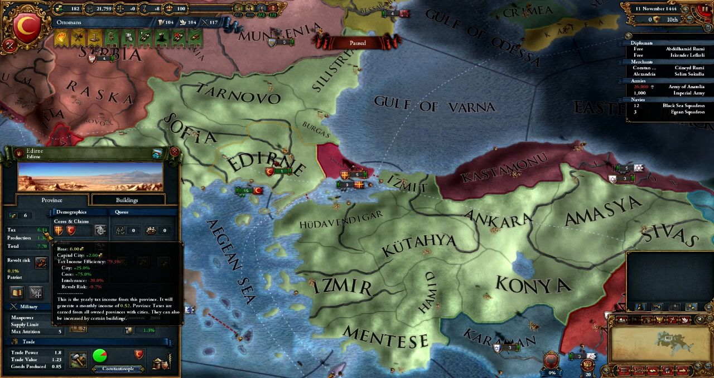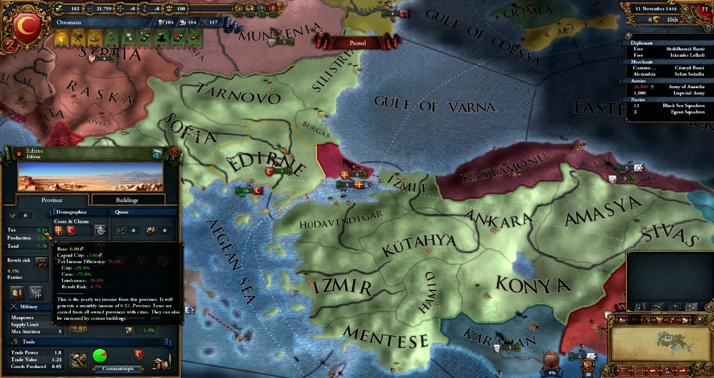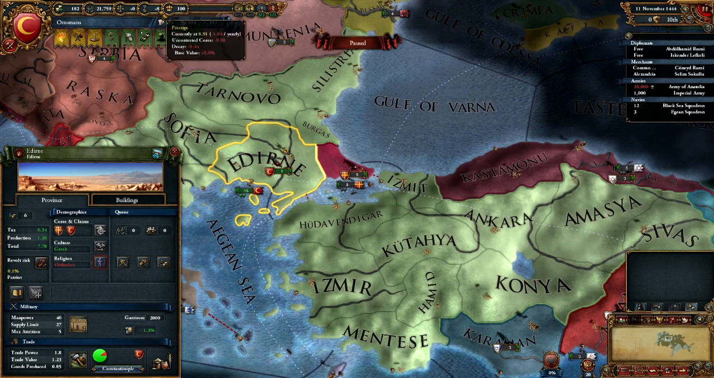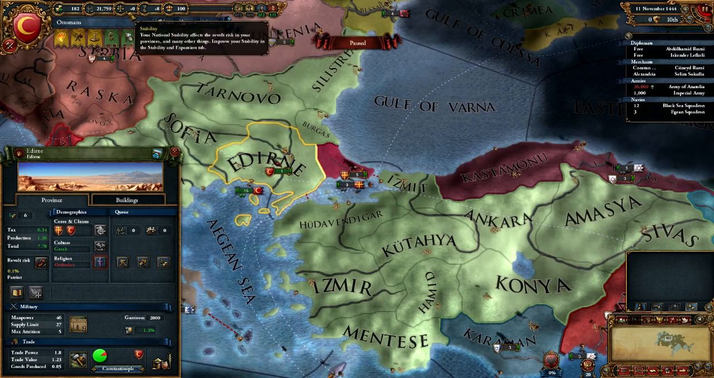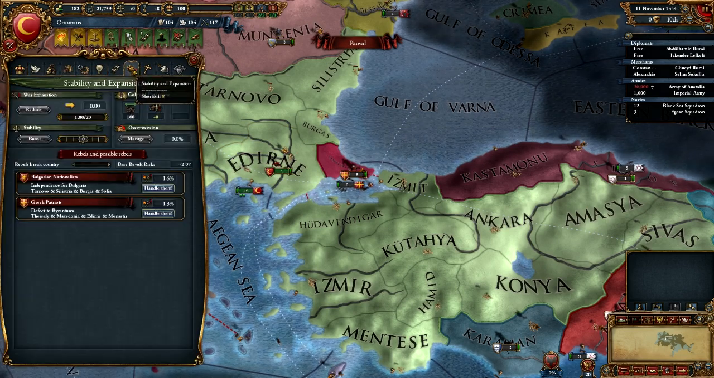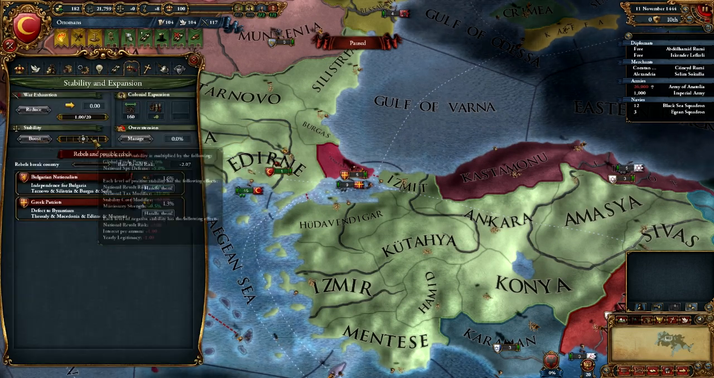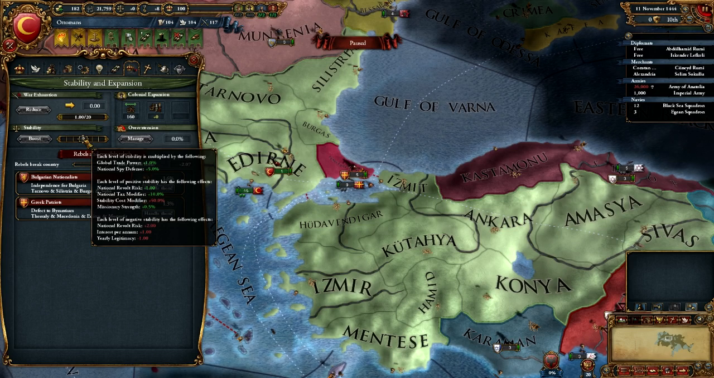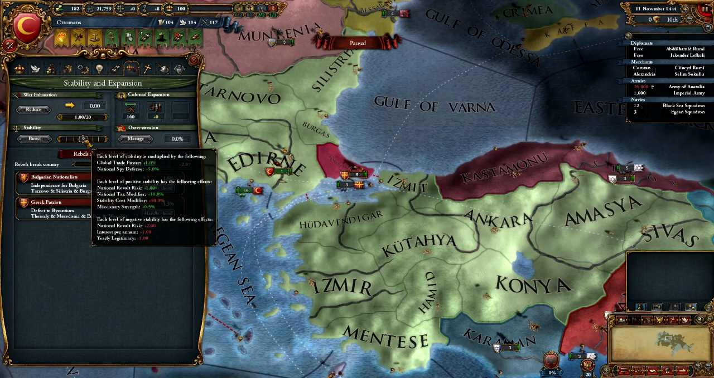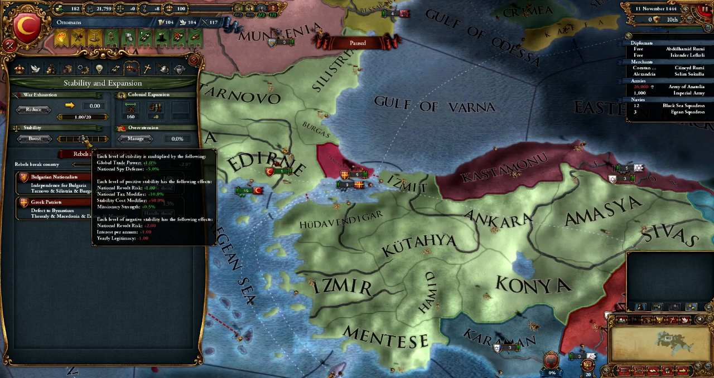Tax efficiency is also modified by a range of factors, such as your nation's stability and the presence of cities or cores and naval blockades as well. So if we check here on stability, we'll see that there's no bonuses or penalties. But if we check here, we can see that if there was a positive rank put in, the national tax modifier would become plus 10%.